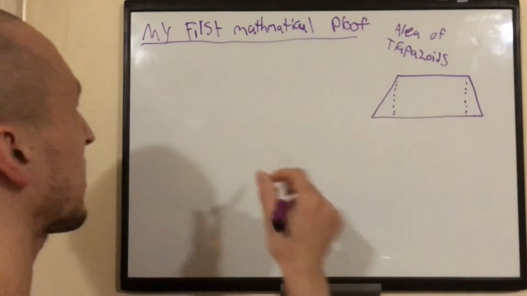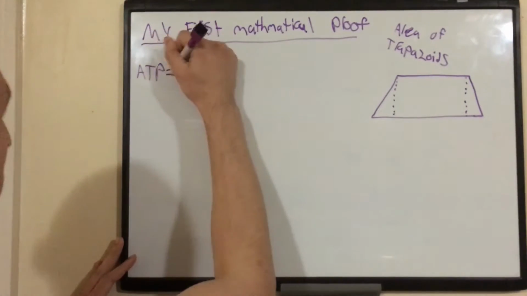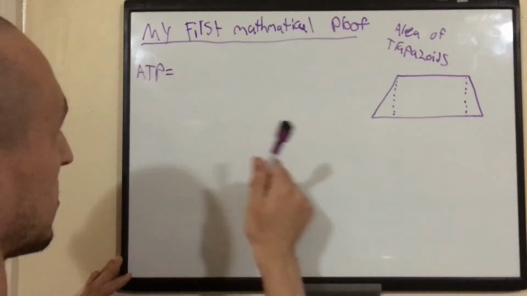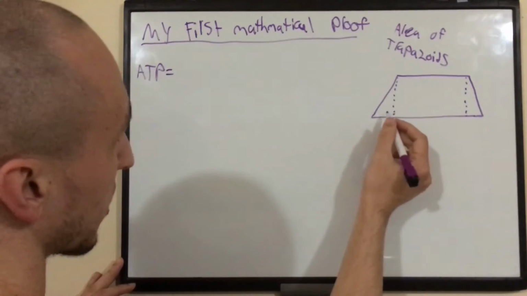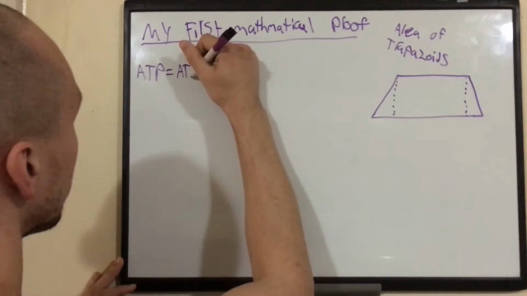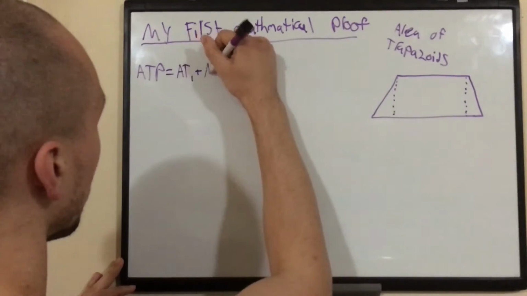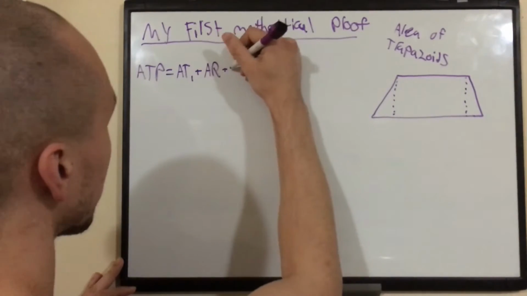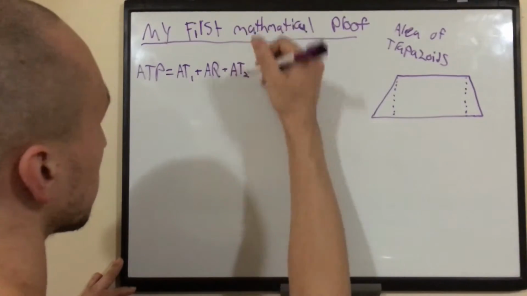But we're going to say the area of a trapezoid is ATP. I know ATP is something else, okay? We're going to say that. And we're going to say ATP is the area of triangle number 1, I'm going to call that AT1, plus the area of this rectangle, I'm going to call that AR, plus possibly the area of a second triangle, I'm going to call that AT2.